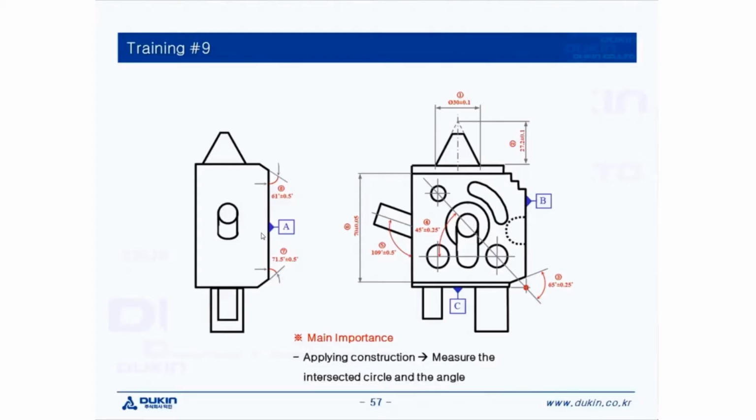Today's lecture is training number 9. Let's take a look at the main importance. Applying construction. Measure the intersected circle and the angle.